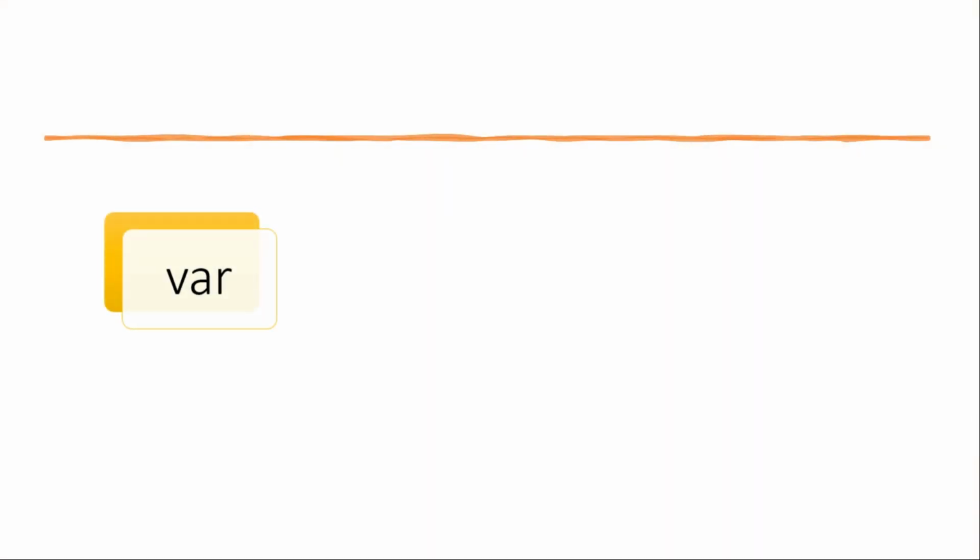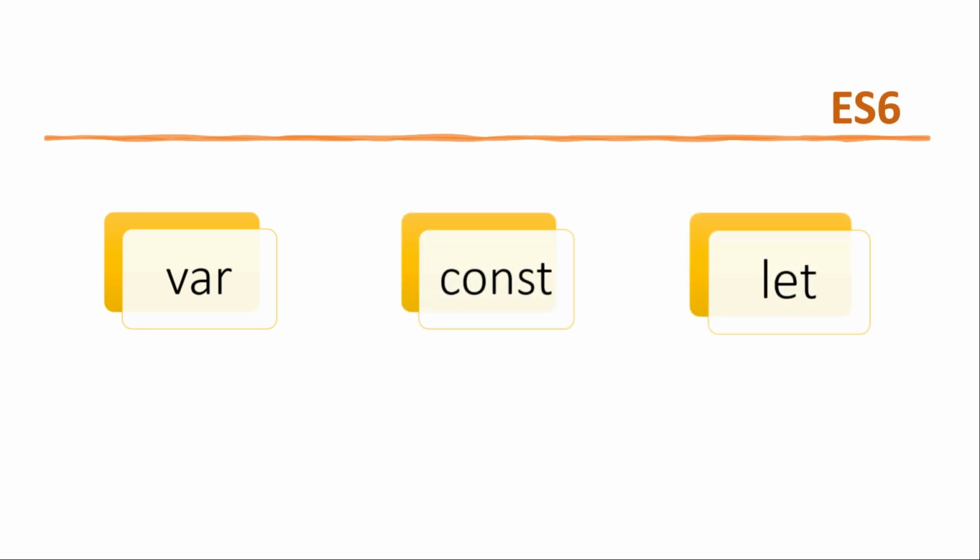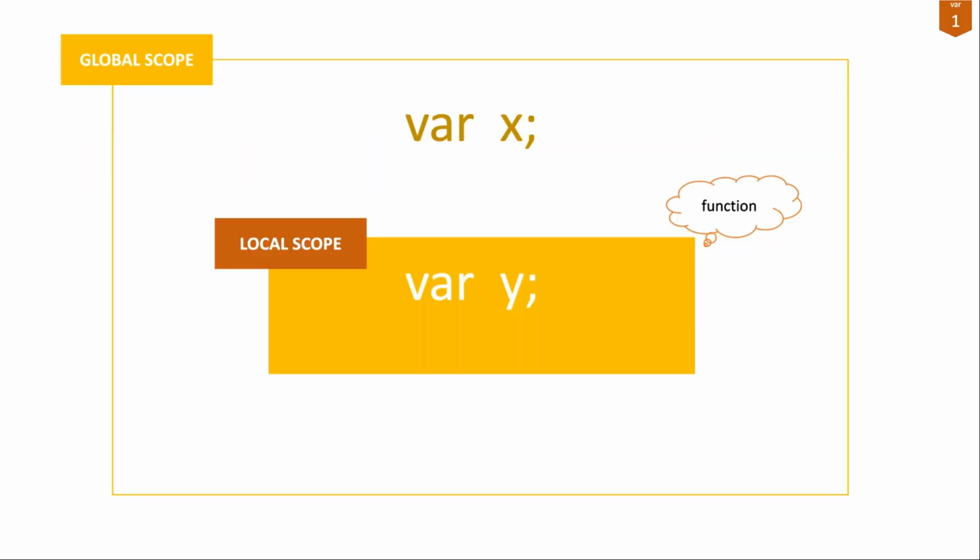The var keyword was used to declare variables before ECMAScript version 6, or ES6. Let and const keywords were introduced in ES6. Let's look at the var keyword first. If the variable is declared using the var keyword outside a function, then it falls under global scope. If it is declared inside the function, then it falls under local scope.